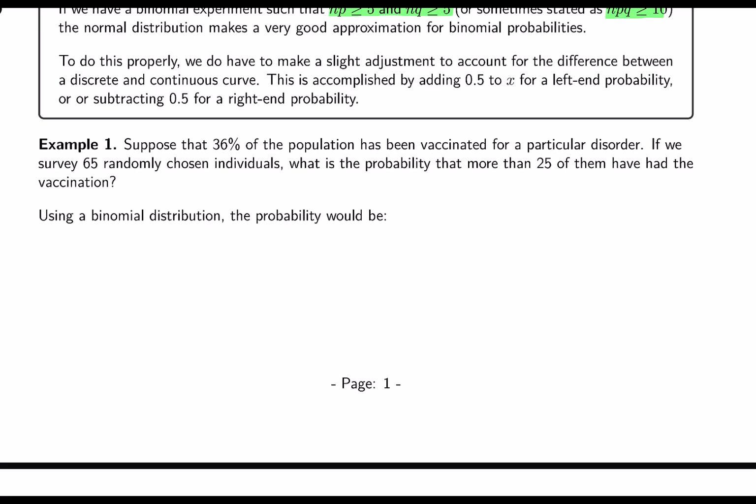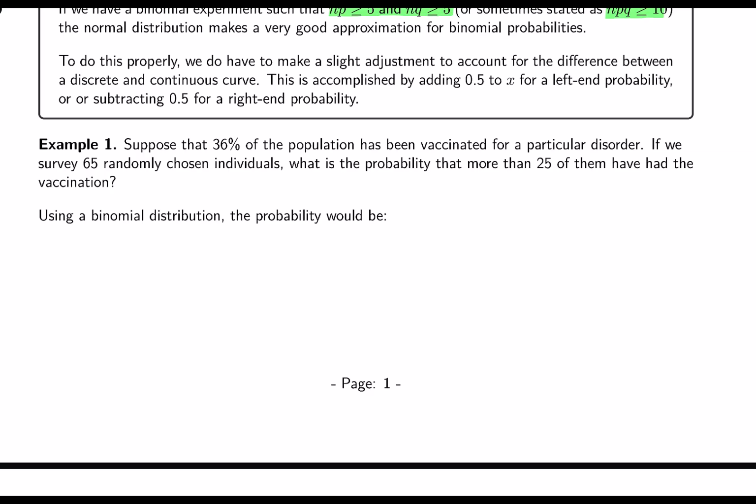Okay, so suppose that 36% of the population has been vaccinated for a particular disorder. If we survey 65 randomly chosen individuals, what's the probability that more than 25 of them have had the vaccination?